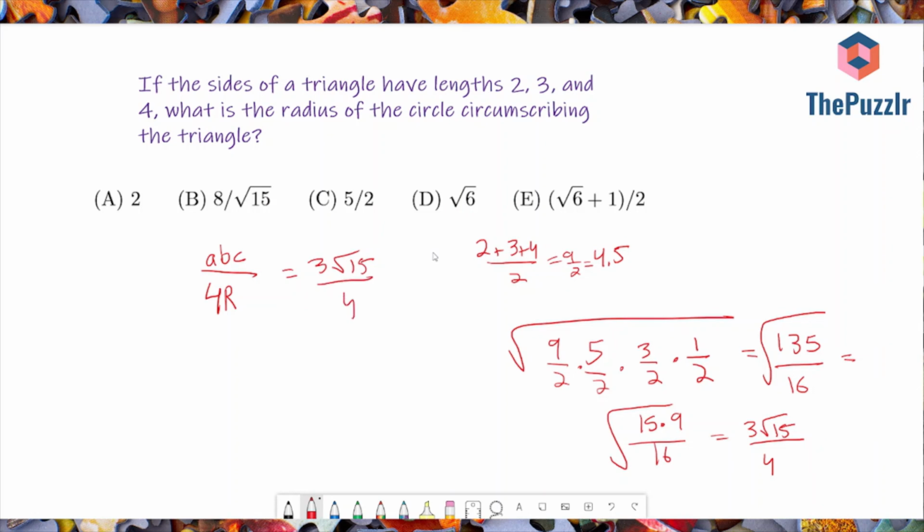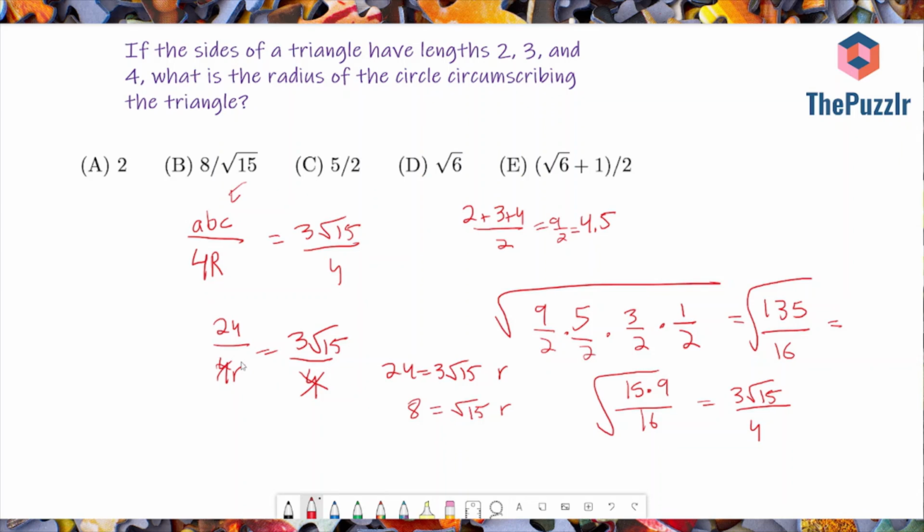Now we already know the values of A, B, and C. They're given to us. So A, B, and C, that's going to be equal to what? That's 2, 3, and 4. Their product is equal to 24. So 24 over 4R is equal to 3 root 15 over 4. The 4's cancel out, and we can multiply both sides by R to get 24 equals 3 root 15 R, or 8 equals root 15 R. Divide both sides by root 15 to get 8 over root 15 equals R. And fortunately for us, that's an answer choice.